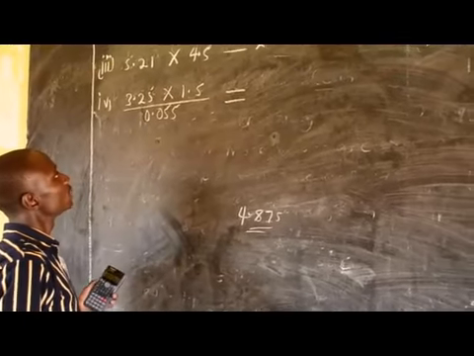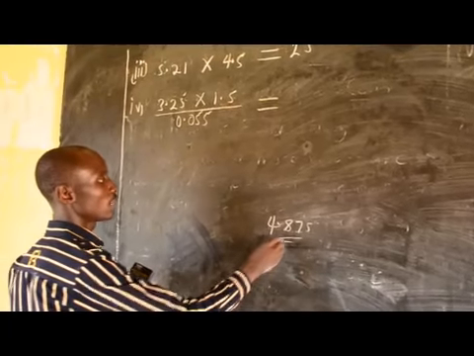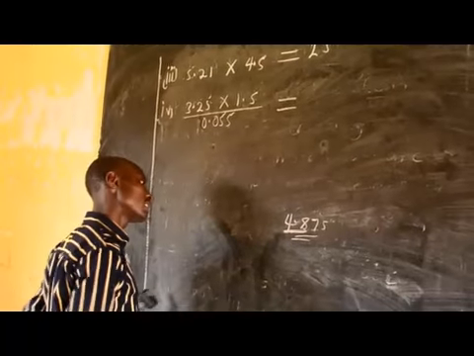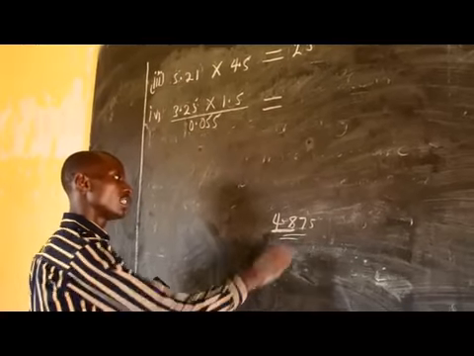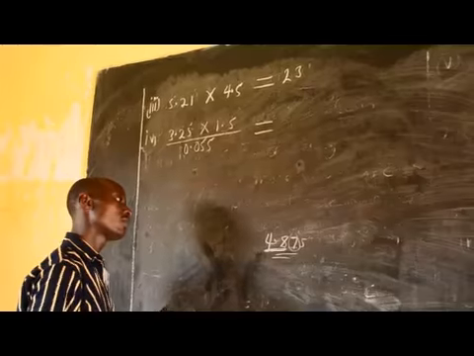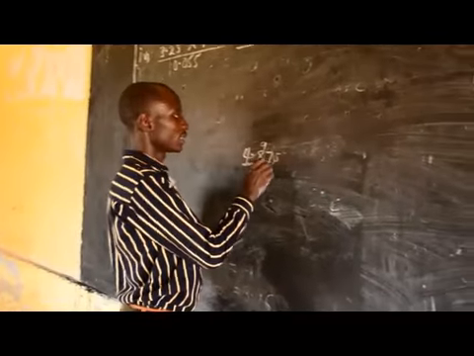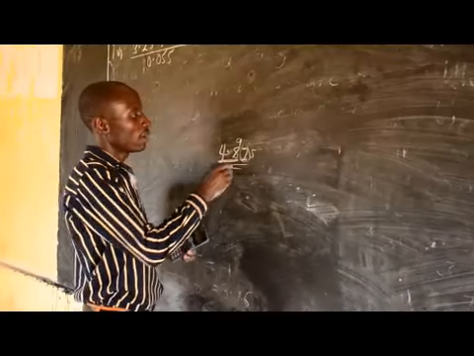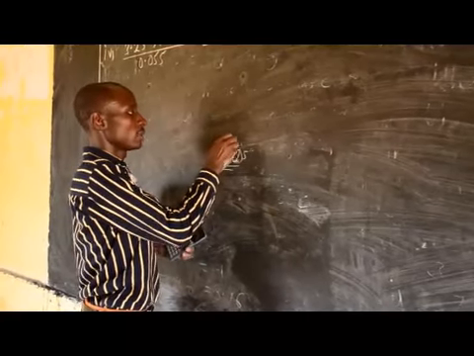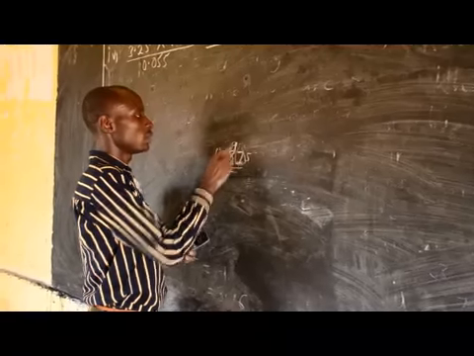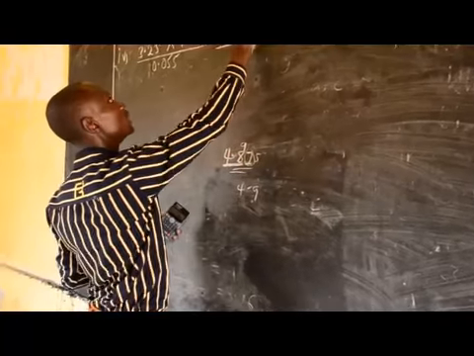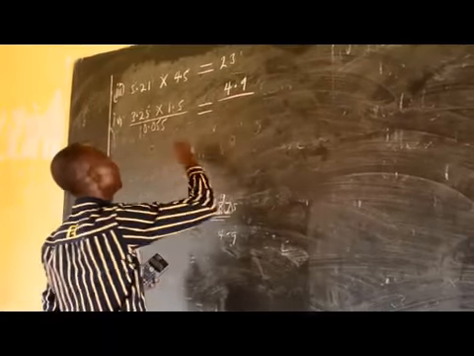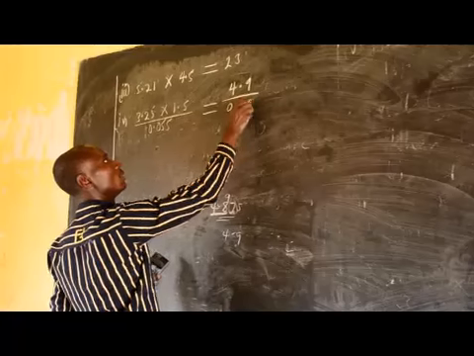I want 2 significant figures. So I'll first look at the first 2 significant figures. The first 2 significant figures are these ones. And I'll look at this one. Since it is from 5 and above, it is 7. So I increase one by 1. It has been 8, it becomes 9. 4.9. So the numerator is 4.9 divided by 0.055.